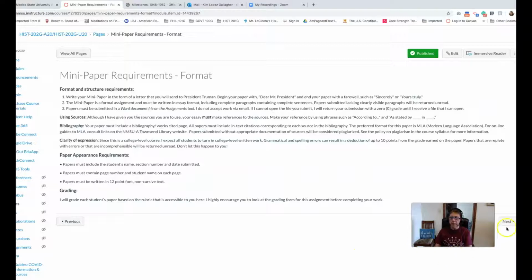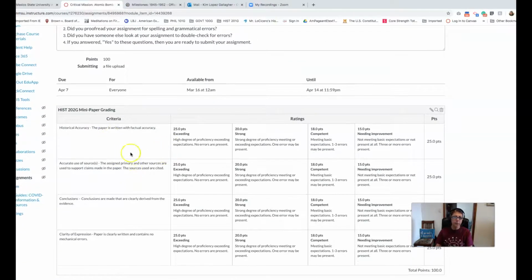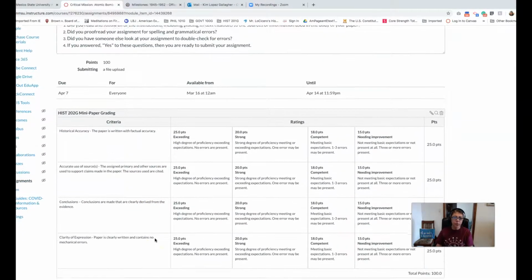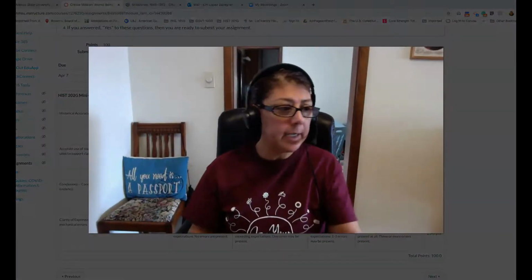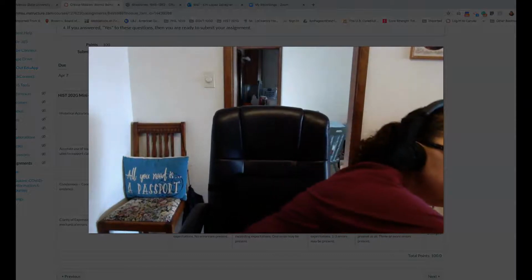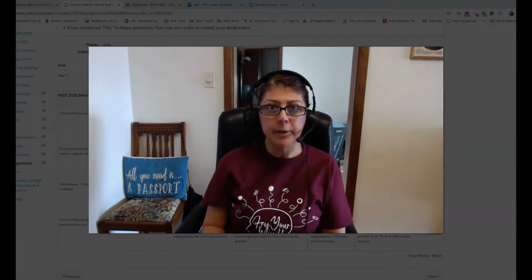So read through all of those instructions, and then of course you submit it in the assignment, which should be coming up. Yep, there it is. And there's the rubric. So read through the rubric even before you start your paper, so you know what you're going to be graded on. And again, your paper is going to be due April 7th.